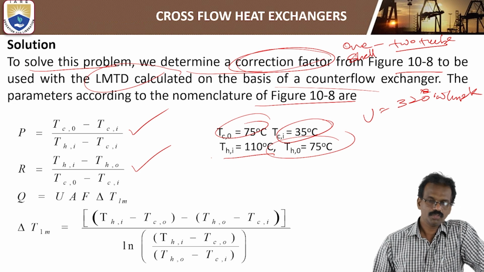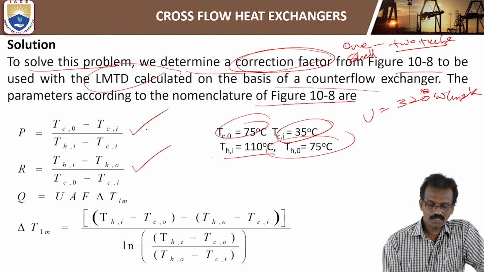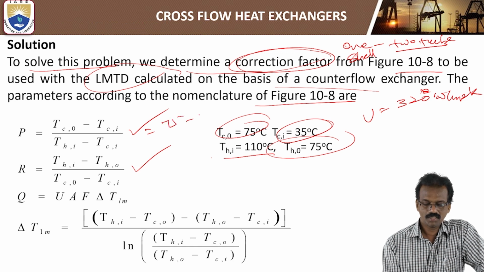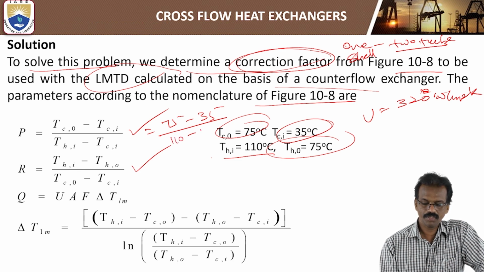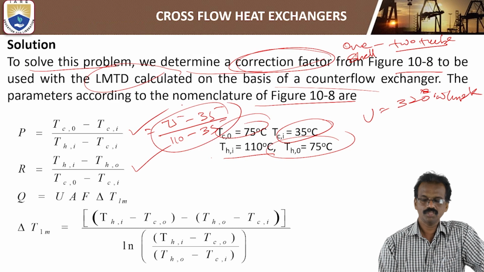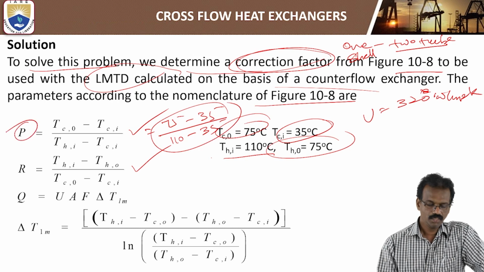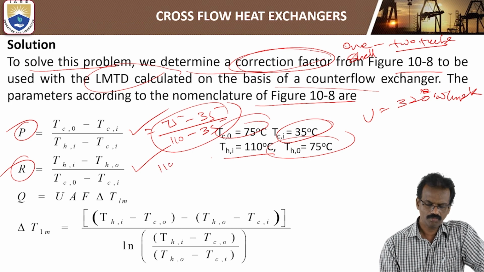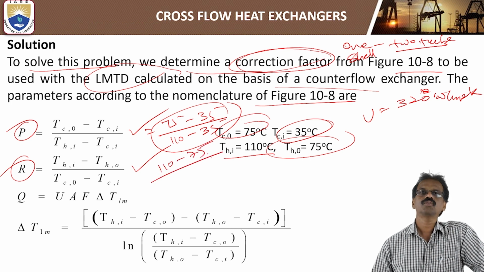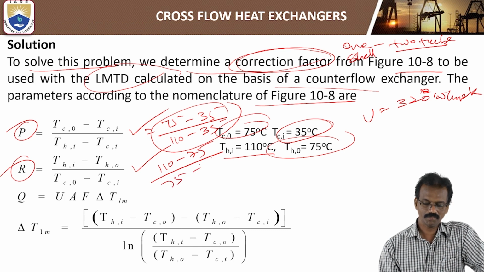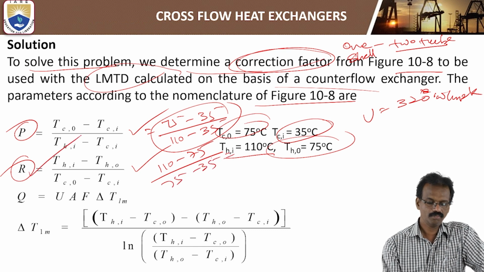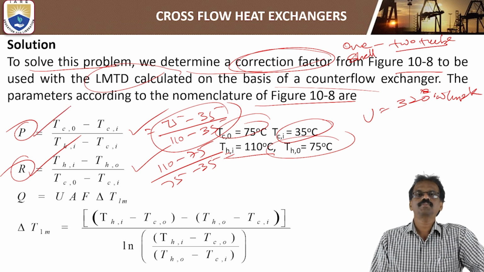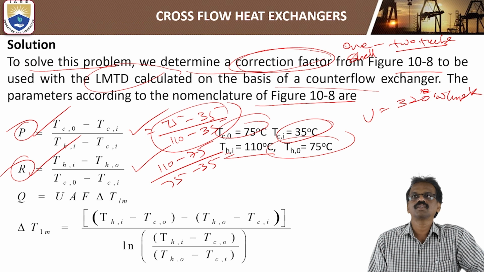P is equal to Tc2 minus Tc1, that is 75 minus 35, divided by hot fluid inlet 110 minus cold fluid inlet 35. By using this, you find the P value. R is equal to hot fluid inlet minus hot fluid outlet, that is 110 minus 75, divided by cold fluid outlet minus cold fluid inlet, 75 minus 35. So we'll get the values of R and P. By using R and P, we can find F from the figure.